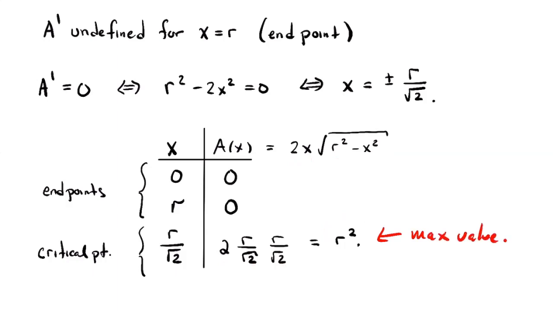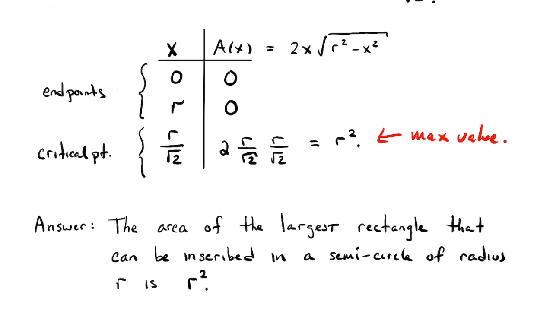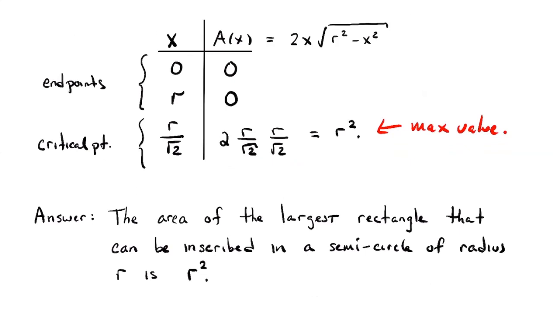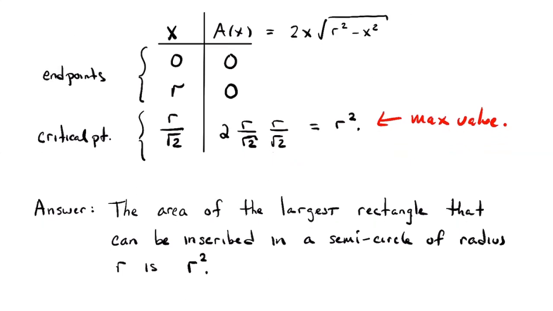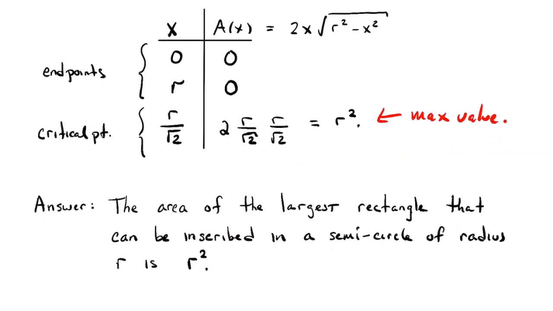It wasn't stated in the problem, but I'm assuming that r is positive, so r squared is bigger than 0. All right, so we don't have to use the first derivative test. This was on a closed interval. We can just state our answer. I'm going to end this video with a nice clean statement of my answer and as a complete sentence. The area of the largest rectangle that can be inscribed in a semicircle of radius r is r squared.